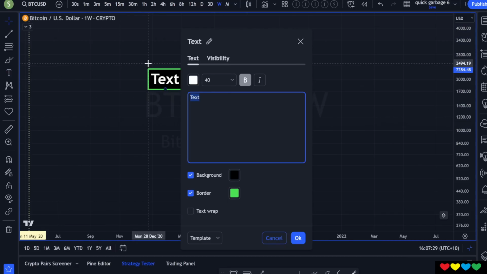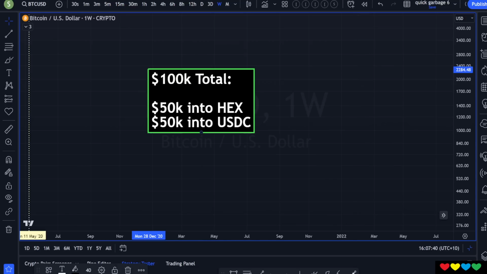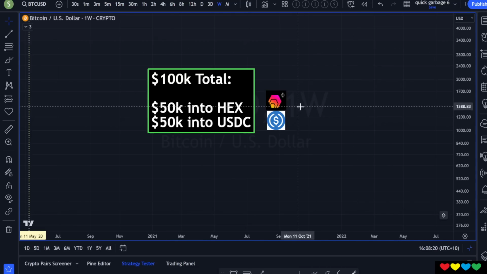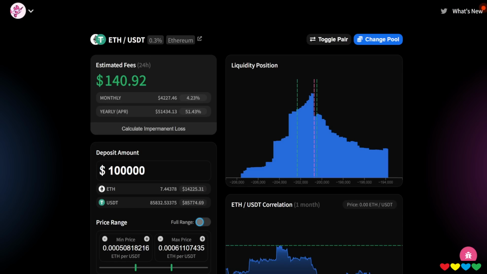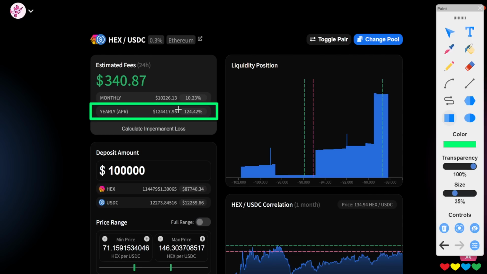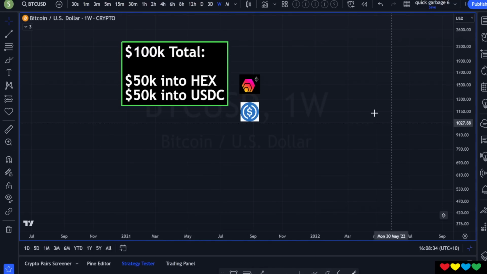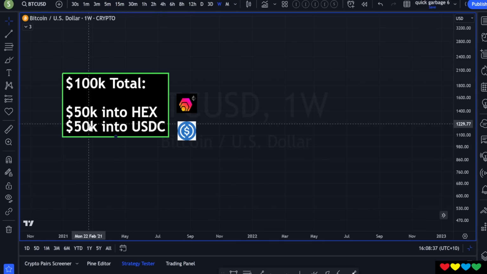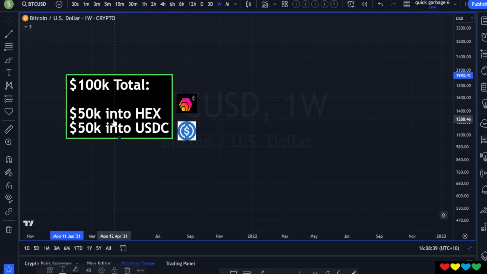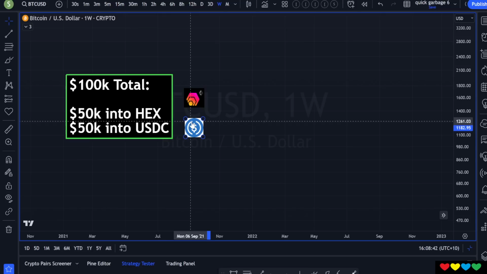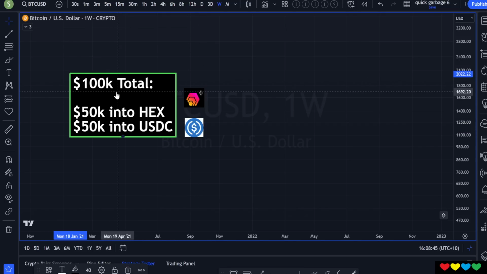So your 100K total, right, is 50K into HEX, 50K into USDC, okay? And I have the logos here for you nice and neat. So, all right, at the end of the year, remember, we're looking at this example, okay? At the end of the year, you're going to look at this and think, whoa, I will have so much more, but it's not so clear cut because that $50,000 is staying in USDC. That's what it is, all right? It's staying in USDC.